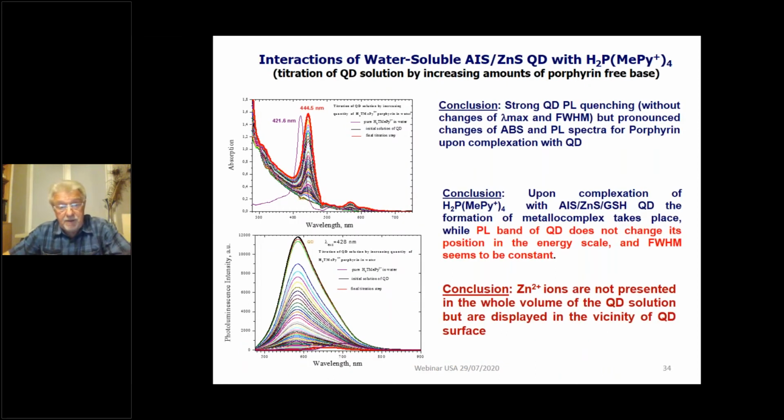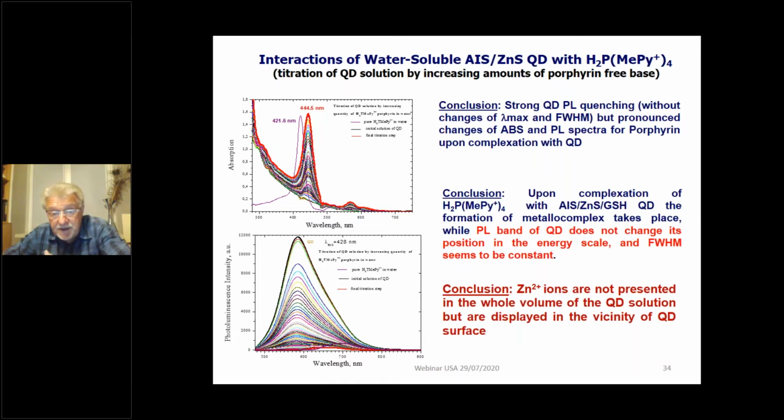But in addition, we observe some specific effects. Here, upon titration, we observe the strong quenching of photoluminescence of quantum dots and appearance of photoluminescence of porphyrin molecules. And interestingly, we observe some specific changes in absorption of porphyrin molecules. It means that we put the free base in solution. This is the blue curve. And upon interaction with quantum dots, we observe a change of the spectra. From our experience, we know that it is connected with the formation of a metal complex of porphyrin.